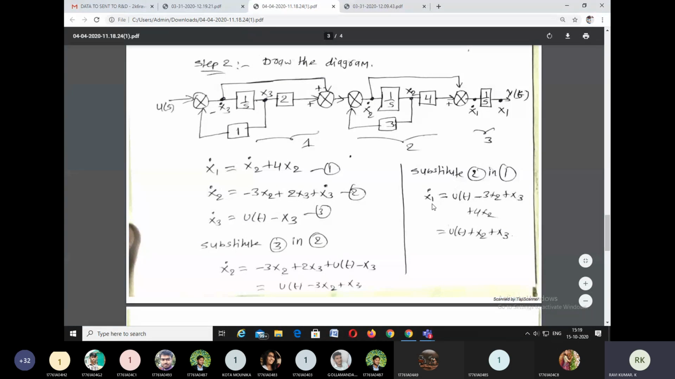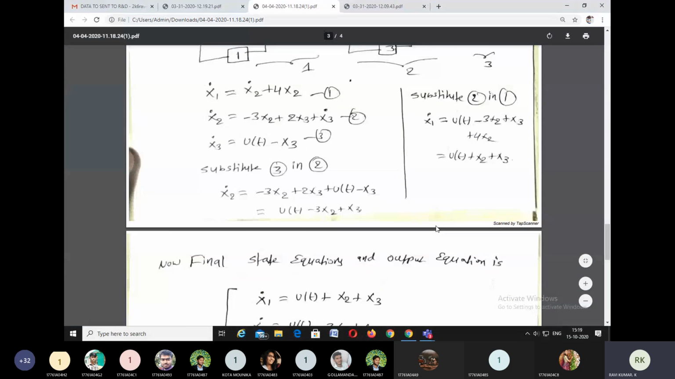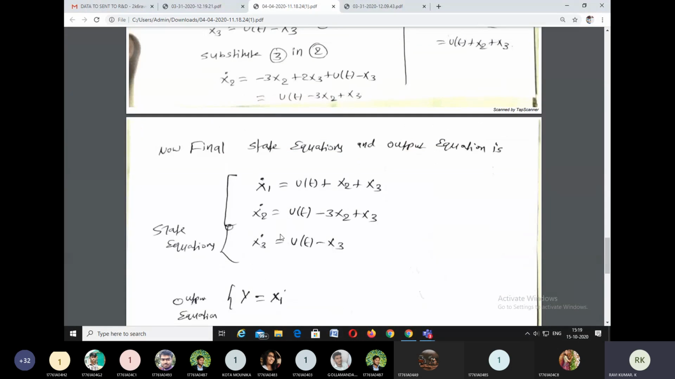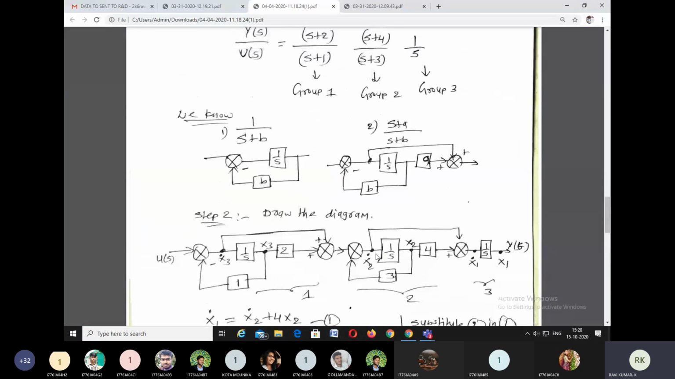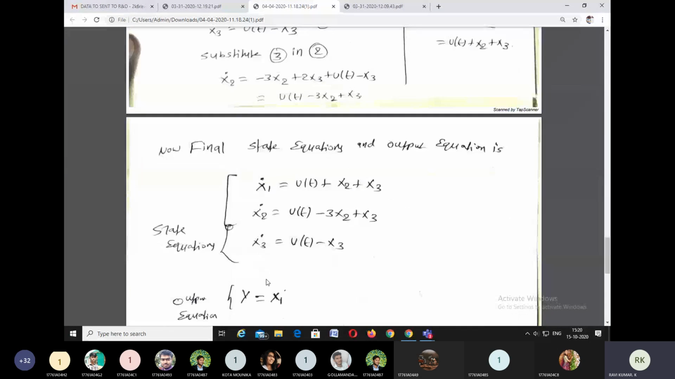Now we can write it in terms of ax plus bu. x1 dot is equal to this. Similarly, you have to write for x2 dot and x3 dot. So now we have written the general form: x1 dot is equal to ax plus bu, x2 dot is equal to ax plus bu, x3 dot is equal to ax plus bu. Now we can write the matrix form. Now what is y? y is nothing but x1 here, so y is directly x1.